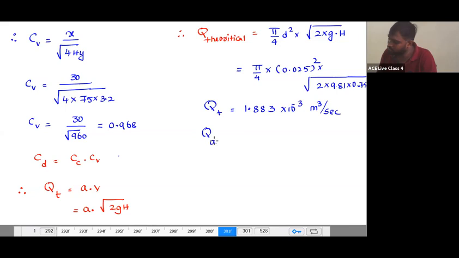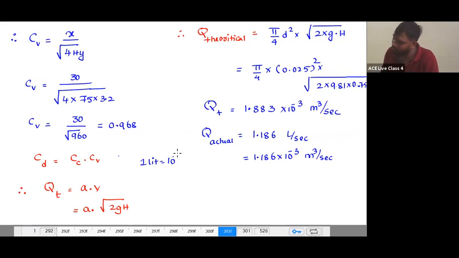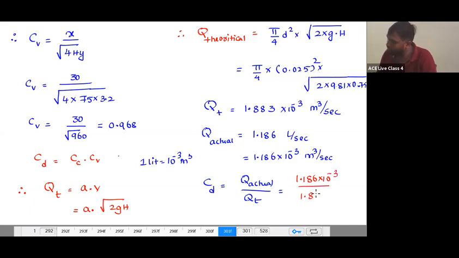Now Q actual is given as 1.186 liter per second, but it can be written as 1.186 into 10 to the power of minus 3 meter cube per second, because 1 liter is nothing but 10 to the power of minus 3 meter cube. Then what is CD? CD is nothing but Q actual by Q theoretical. The actual is 1.186 into 10 to the power of minus 3, by theoretical 1.883 into 10 to the power of minus 3. So find out this value.